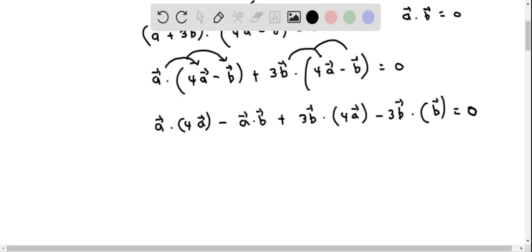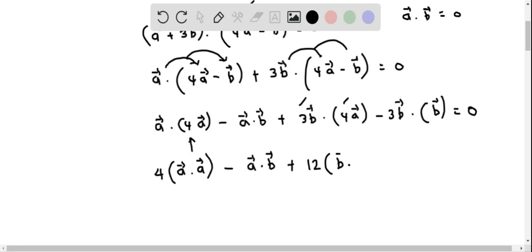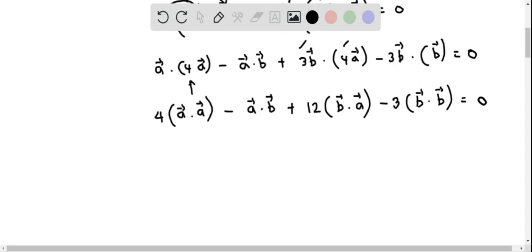Let's simplify this. This one is a scalar 4, so we can just take it out of the dot, and this can be written as 4 times a vector dot a vector, minus a vector dot b vector, plus here we have the scalars 3 and 4. When we multiply these two, we can write this as 12 times the dot product b vector dot a vector, minus here we have the scalar 3 and then the dot product b vector dot b vector. This equals 0. We are going to use some properties of the dot product.